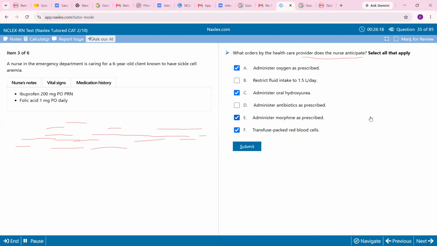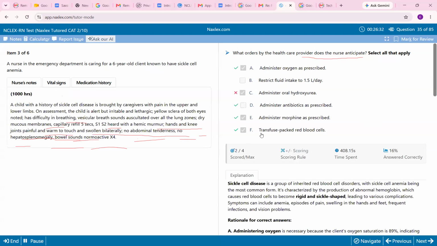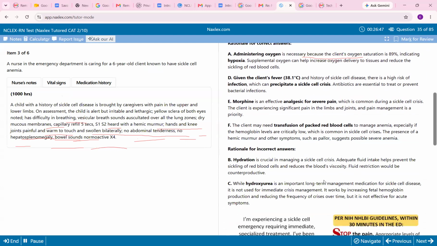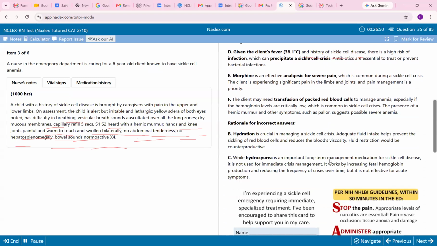Again, you can think about the options which you have chosen: oxygen, hydroxyurea, then morphine, and the PRBC. Transfused packed RBC, is it? We can check the answer. So what is the answer here? This option C got wrong. Why? Because it is necessary, because the client's oxygen saturation is 89. Sorry, hydroxyurea. While hydroxyurea is an important long-term management medication for sickle cell disease, it is not used for immediate crisis management.